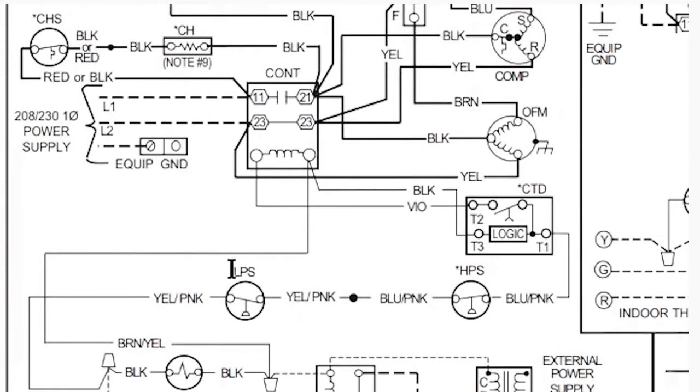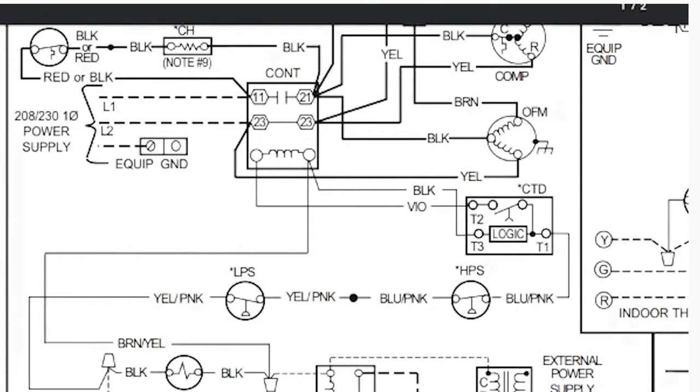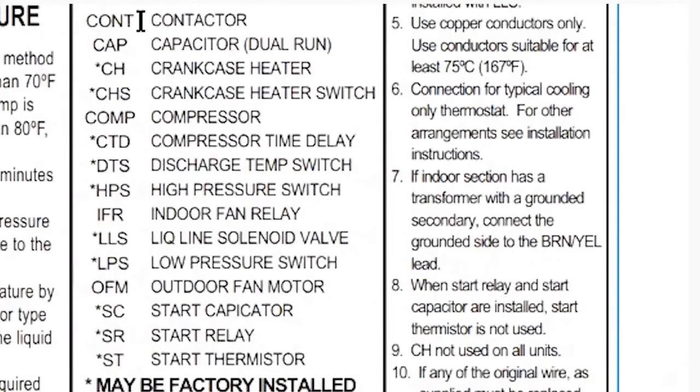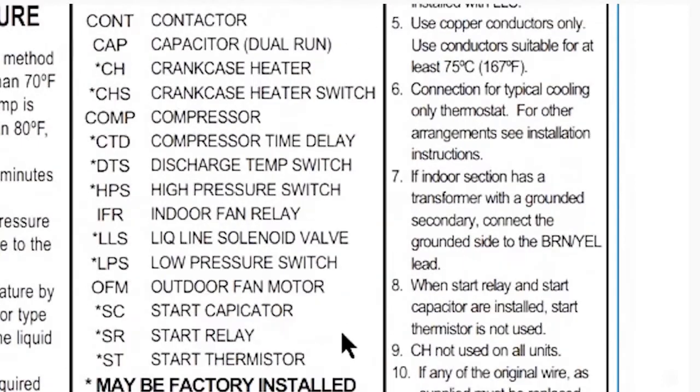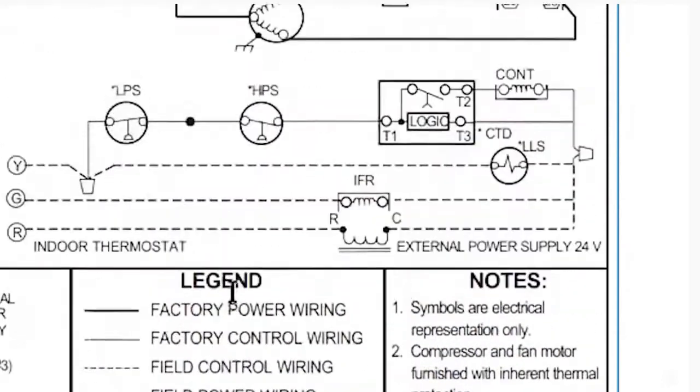Also pay attention whenever you see these little stars here, because that means there's something more for you to look at. And then it has a bunch of nomenclature, which is just the abbreviations that are used. So CONT is contactor, capacitor, crankcase heater, you've got a star. And if you see here, all these stars refer to may be factory installed. That means it may be there from the factory, or it may not be, or it may be something that you add.